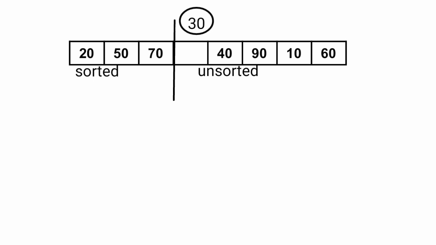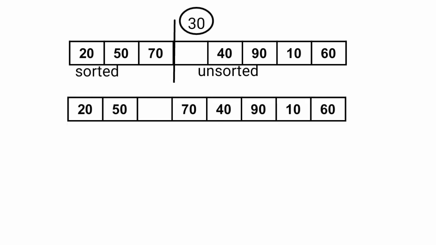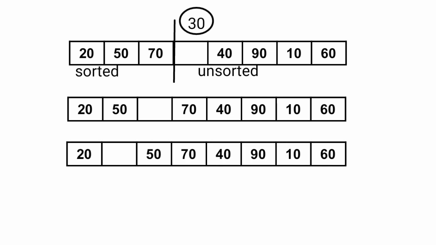Now remove the first element from the unsorted section, which is 30. Compare 30 with the last element of the sorted section, which is 70. Since 70 is greater than 30, shift 70 by one position to the right. Now compare 30 with the next element, which is 50. Since 50 is also greater than 30, shift 50 by one position to the right.